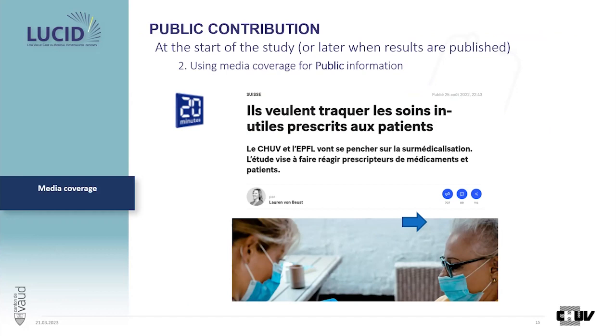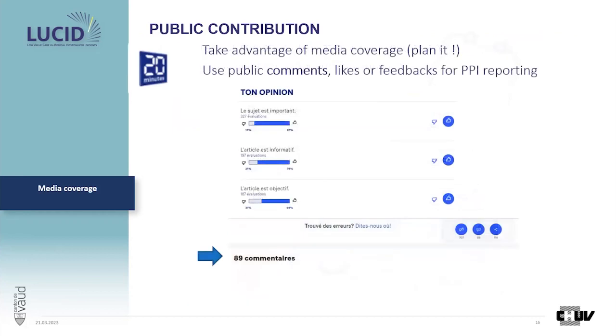And what is interesting, next slide, there are a lot of articles that allow the public to make comments. This is something you can also track. Here we had 90 comments on this article. It was interesting to see whether it was positive or negative, and this is something we can also document for PPI for the whole project.